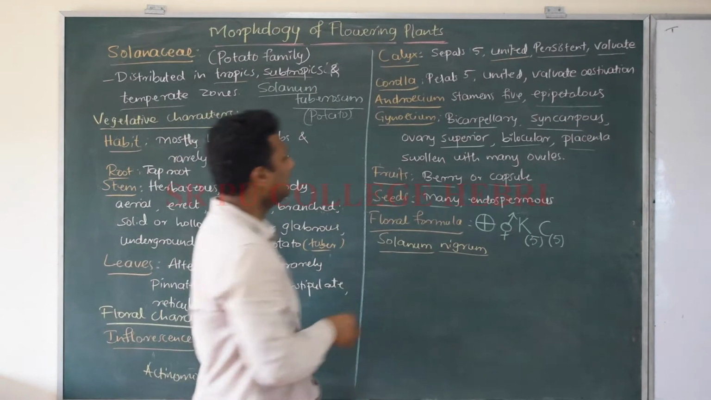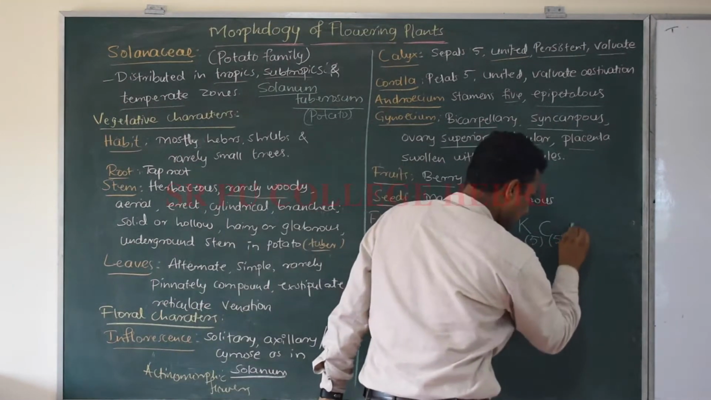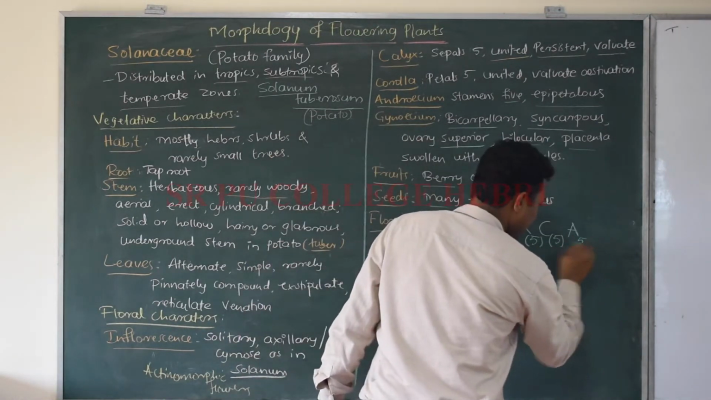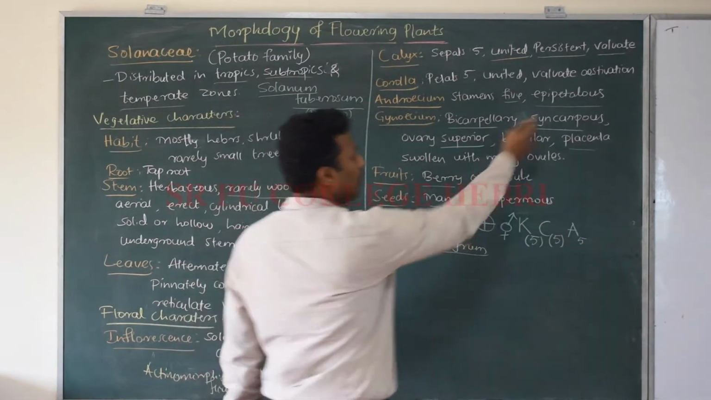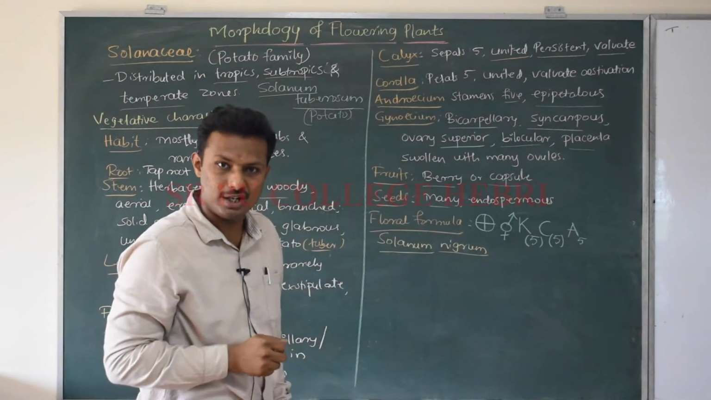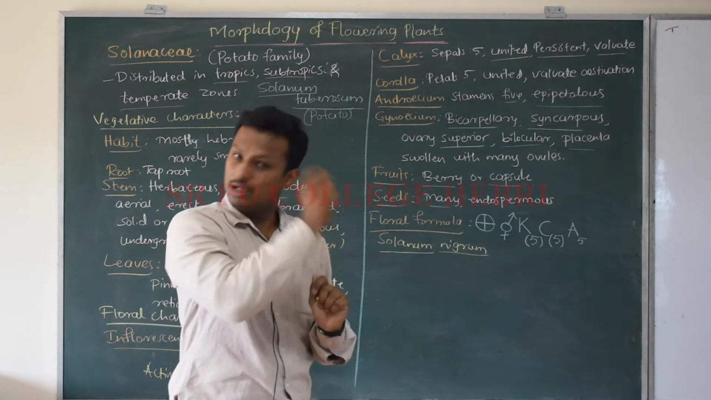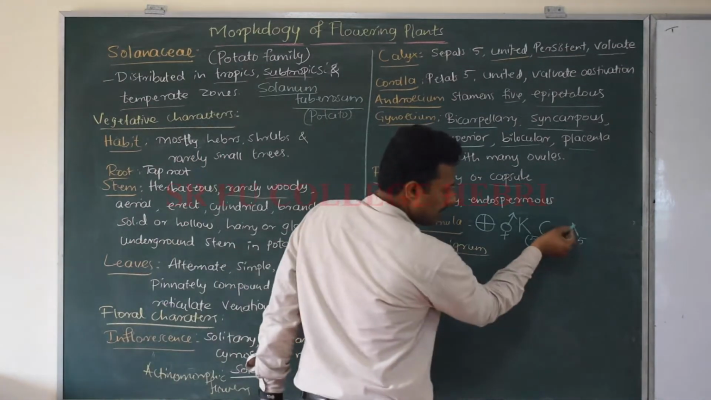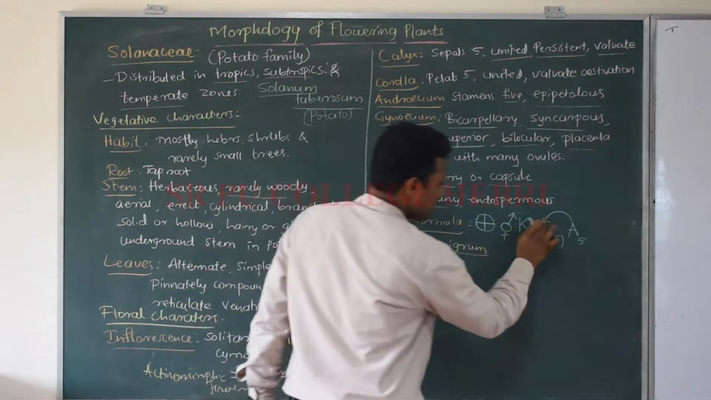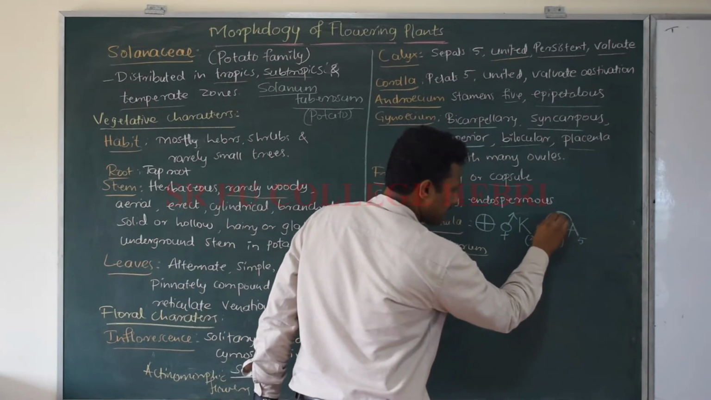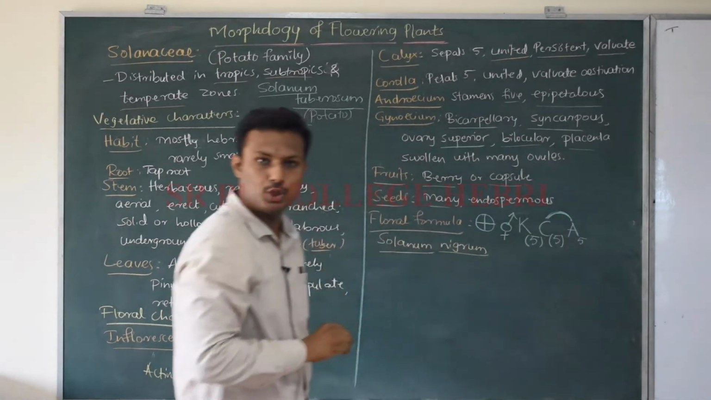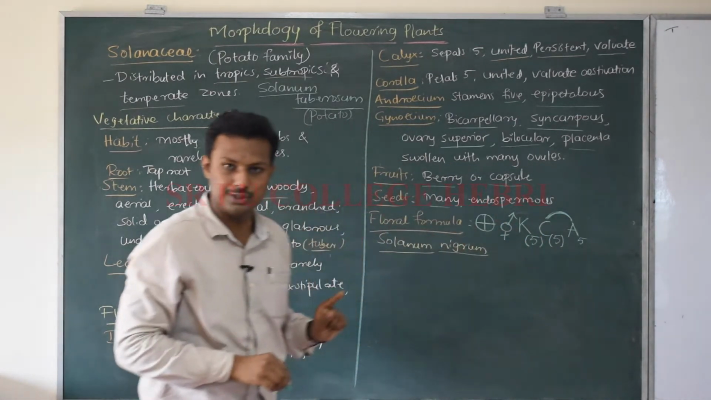Then androecium, is it there or not? Yes. You are going to write A. How many are there? 5 stamens are there. And it has the epipetalous condition. How to show the epipetalous condition? What is the epipetalous condition? The stamens are attached to the corolla or the petals. So the androecium is attached to the corolla. So you are going to show this symbol from here to here like this. Okay, that shows the androecium is attached onto the corolla.